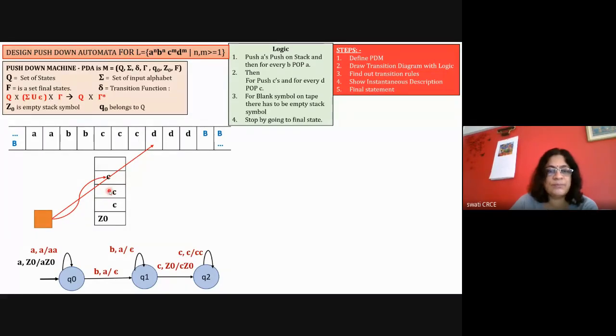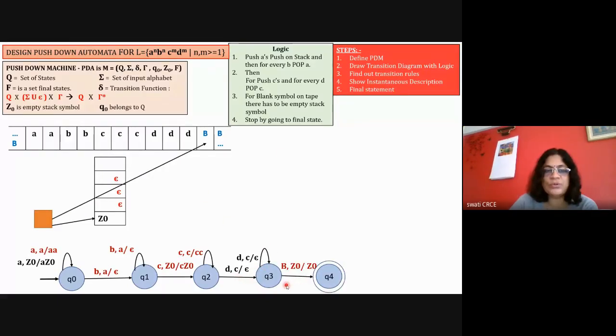Last two symbols. Then D comma C will be a pop operation. So the C is removed and it becomes epsilon, and now it is ready to read the next D. So it will be a loop here. D comma C will again be epsilon. The same transition will be followed. D comma C will be epsilon. And then with B comma Z0, it will go to the final step. Okay, so this is the final transition diagram.